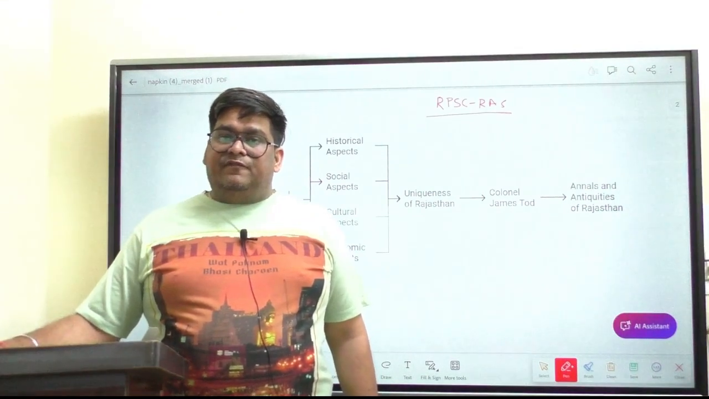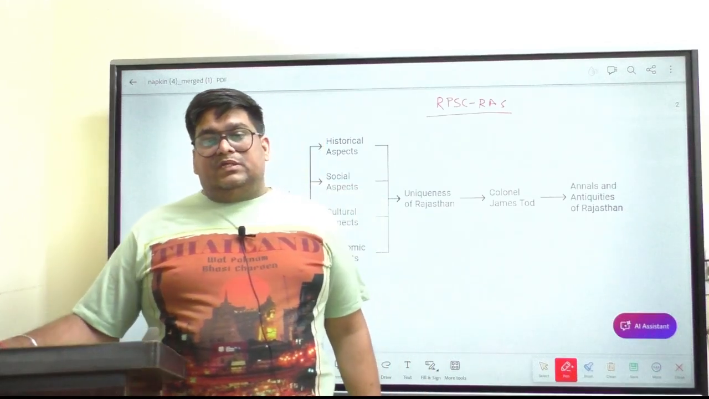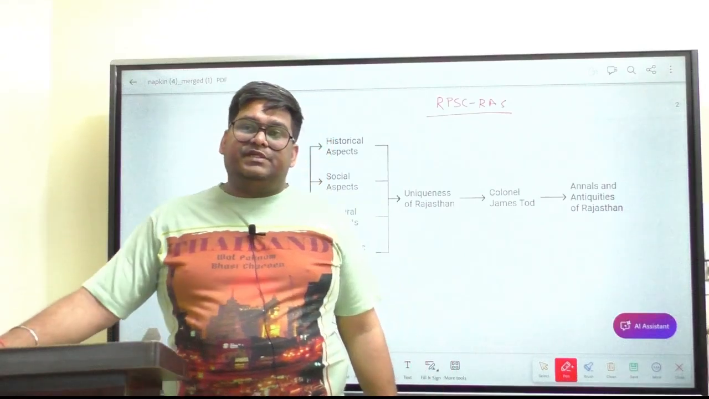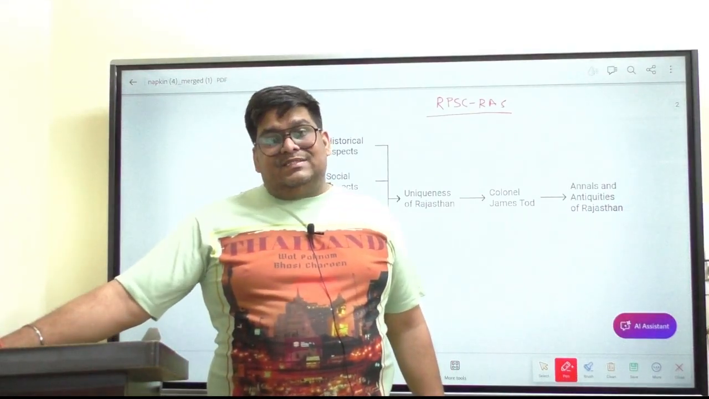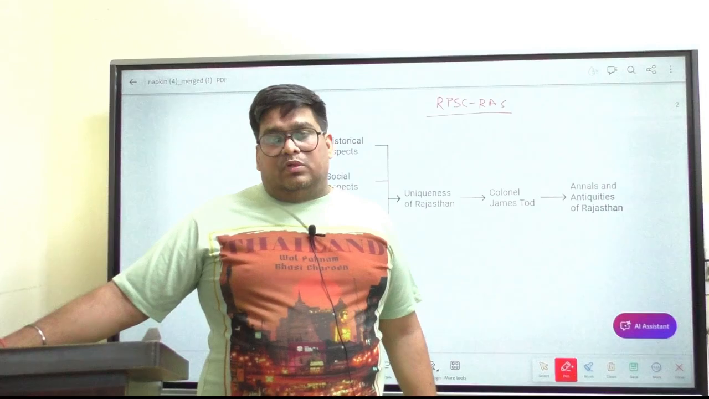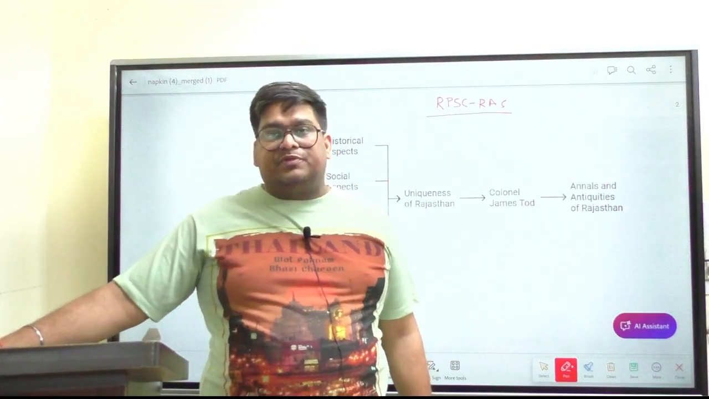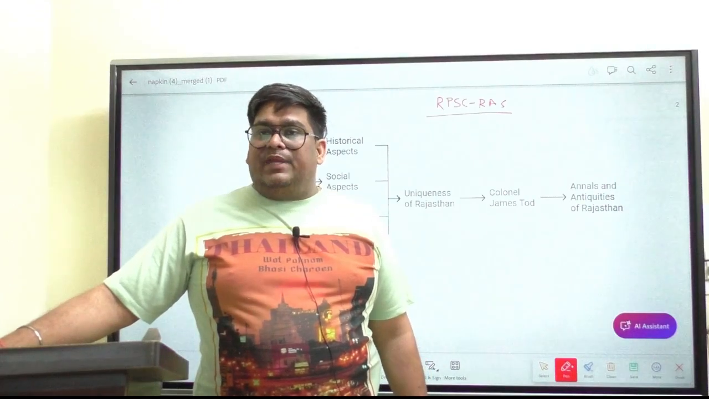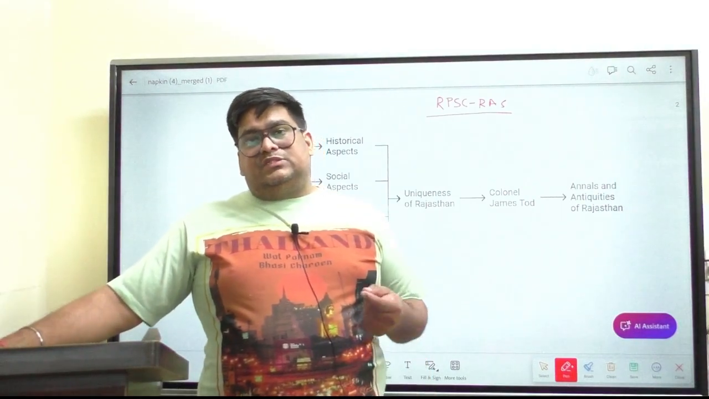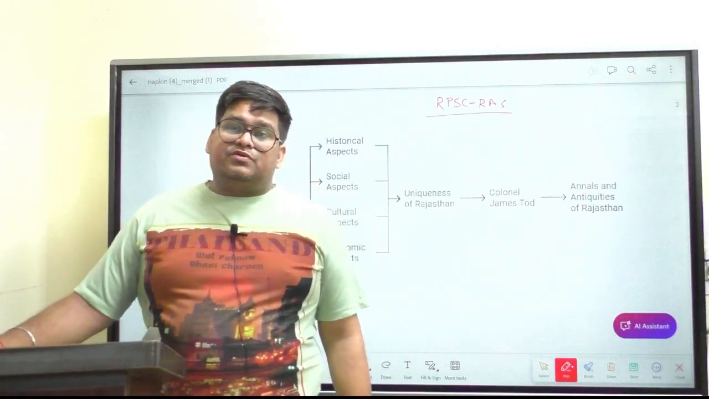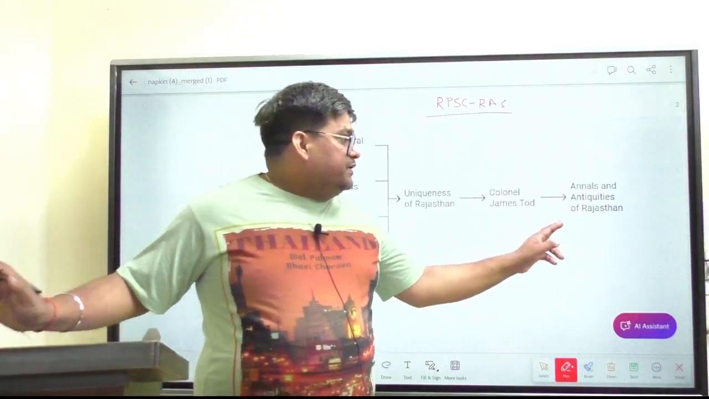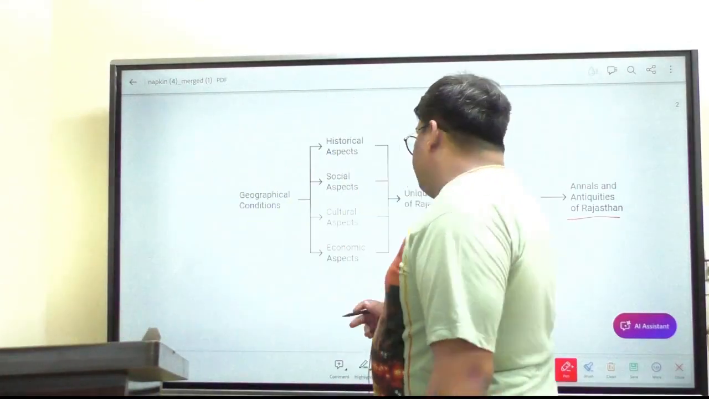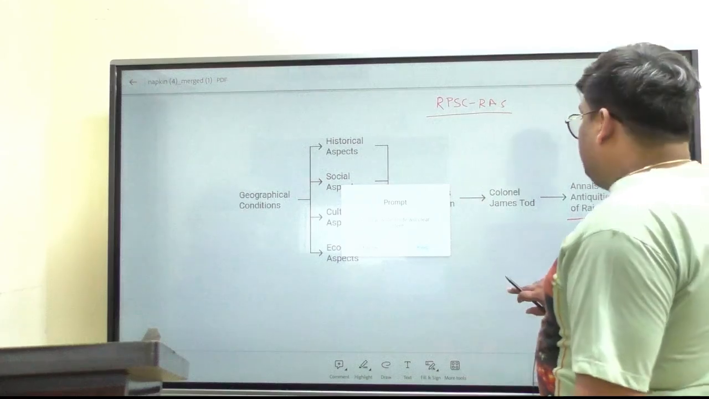In that perspective, let us start with a brief description. The northwestern region was first called Rajasthan by James Todd. He was basically an English person. He used this term in his book called Annals and Antiquities of Rajasthan. Now let us quickly start with the geographical aspects of Rajasthan.